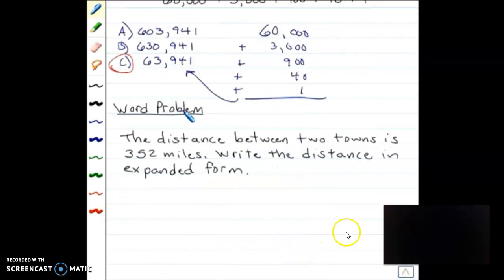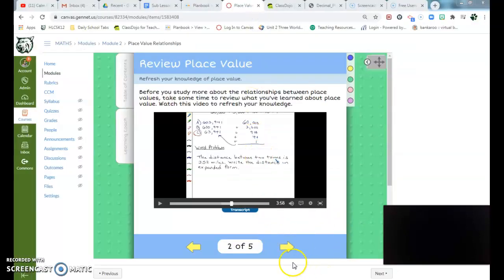And let's look at a word problem before we wrap things up. All right, sorry, I clicked the wrong button on the video here. I'm going to stop it right there, and we are going to go back to our lesson.